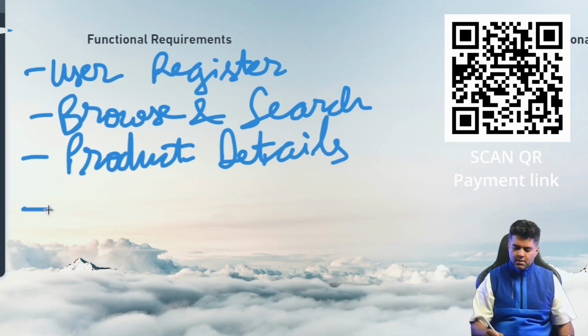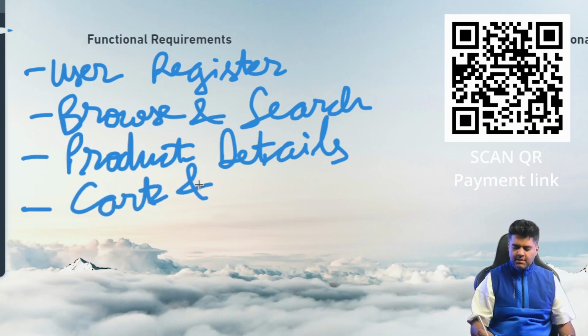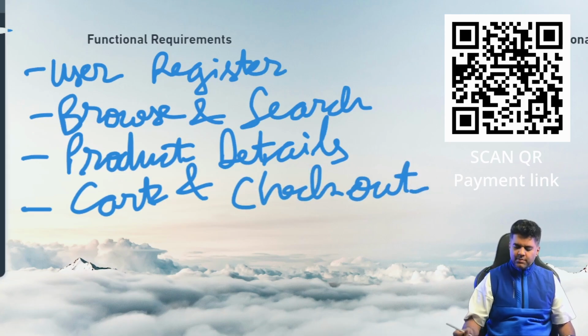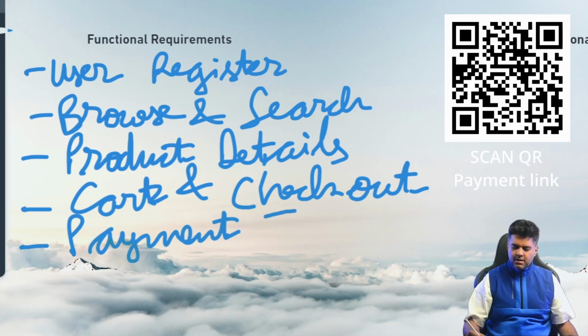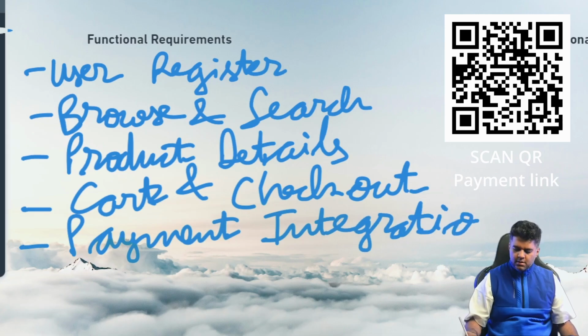Once you look at the product details, the person would probably want to buy it. So he'll add it to the cart first, and then maybe he'll also check out the product. So he'll buy the product. When he checks out, he's basically making a payment. So payment is a functionality. So that'll be integrated. So you'll be integrating a payment gateway.